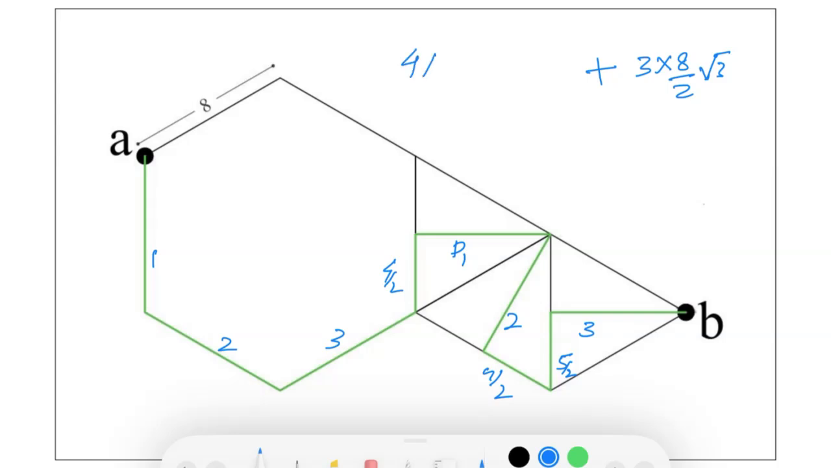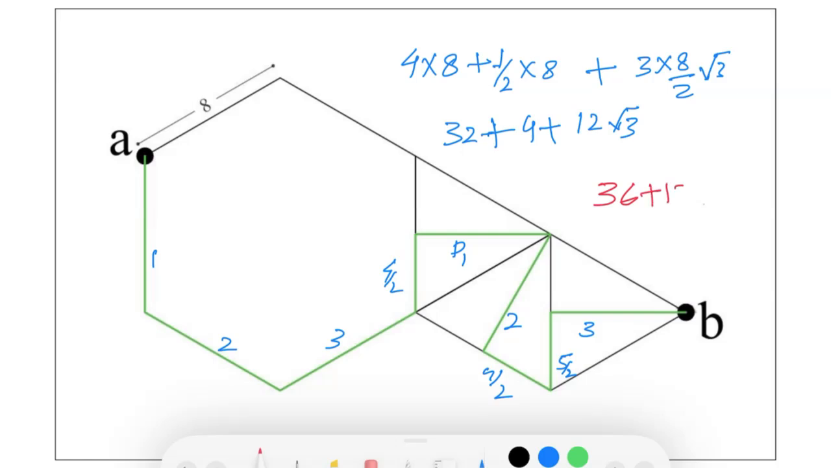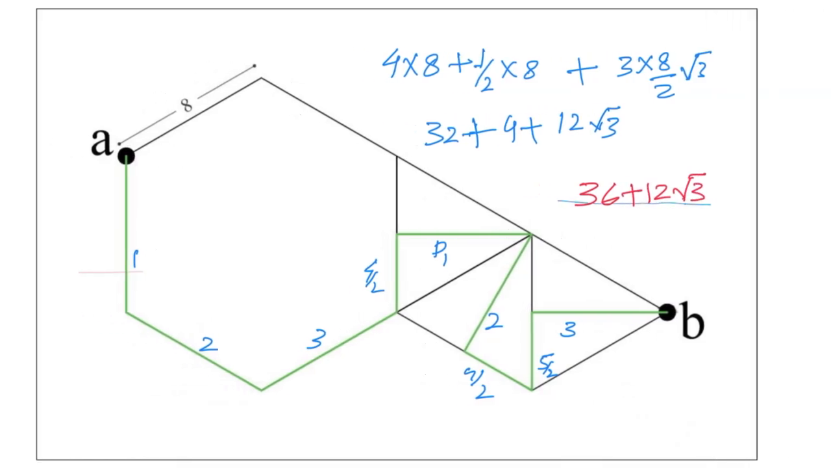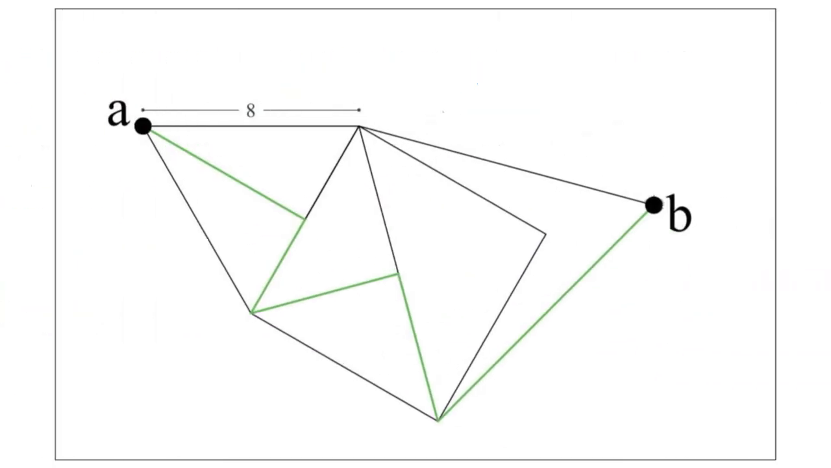So 4 full sides, that is 4 into 8, plus 1 half side, so half into 8. So overall, we are getting 32 plus 4 plus 12 root 3, and therefore our final answer in this case is 36 plus 12 root 3. Okay, let's move to the next question quickly.